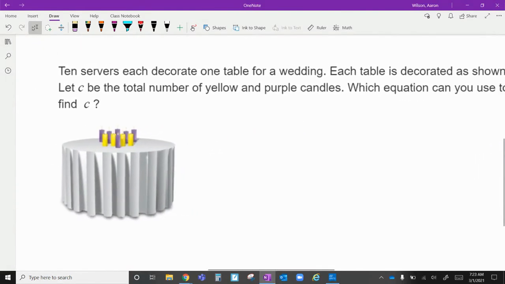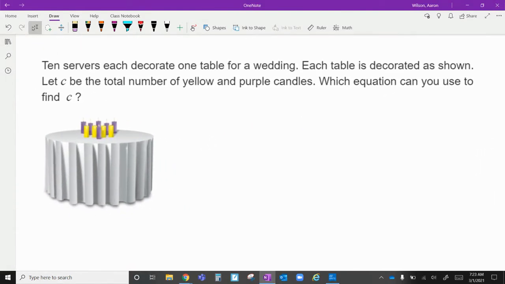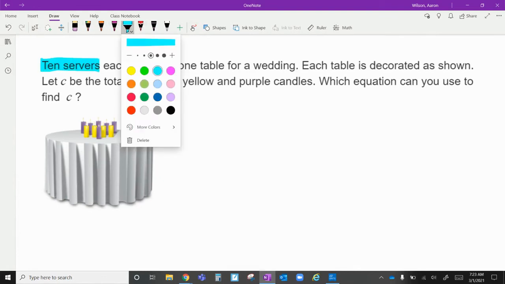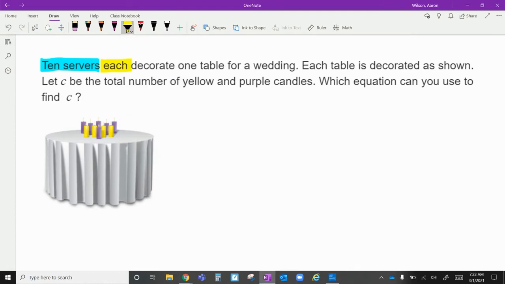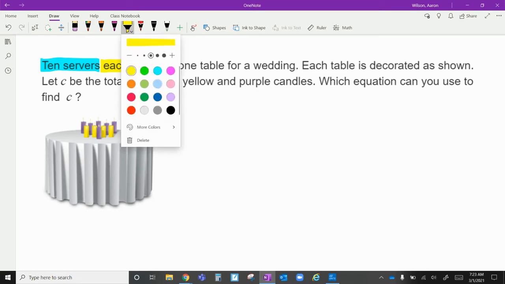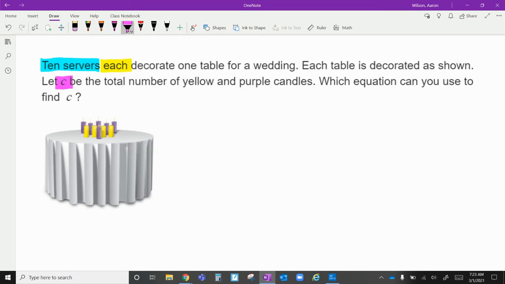On into the last one, we've got a word problem here that reads 10 servers. I'm going to go ahead and highlight that. 10 servers each, I'm going to highlight that word as well, decorate one table for a wedding. Each table is decorated as shown. Let C be the total number of yellow and purple candles. Which equation can you use to find C? Well, in this case, we're going to write one. In order to write this equation, we've got to break apart the words that we see.